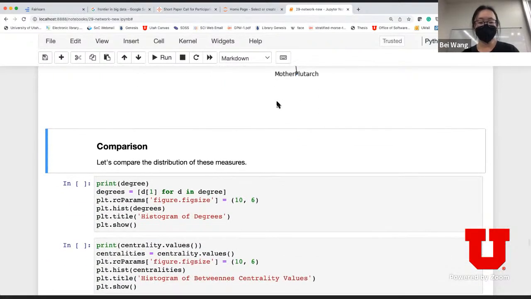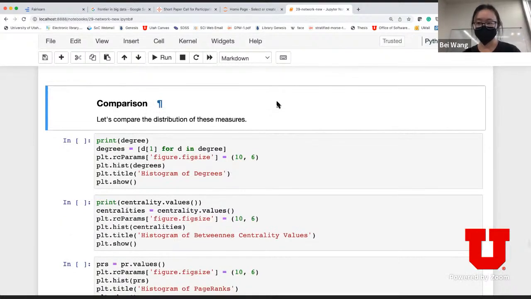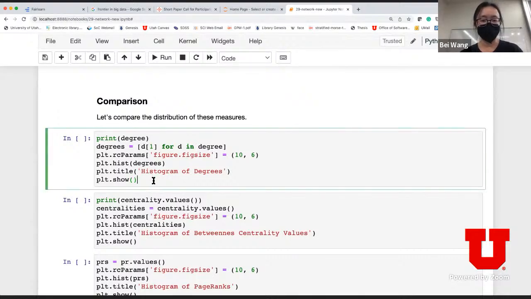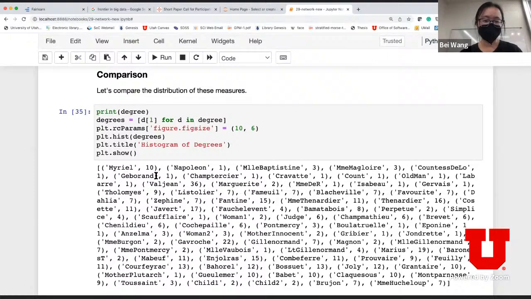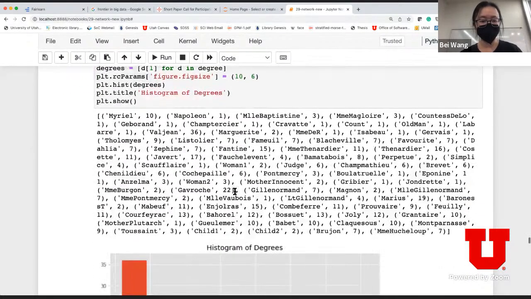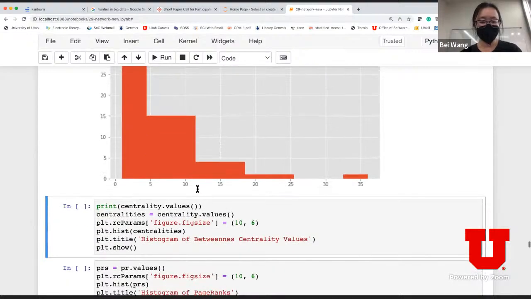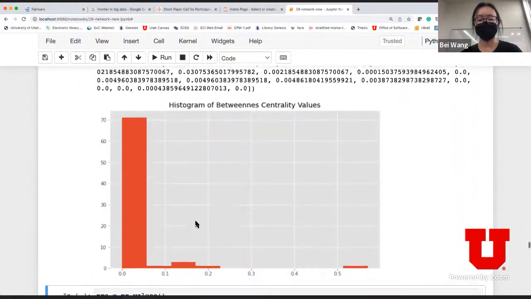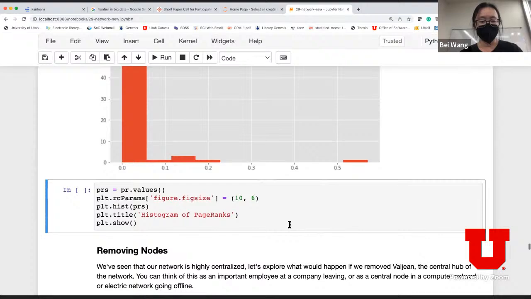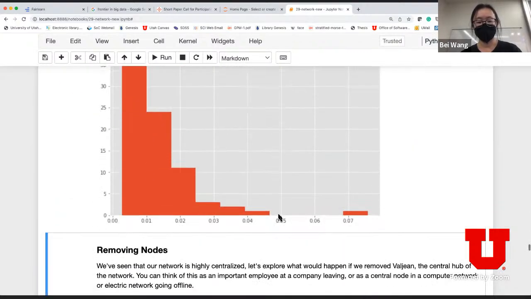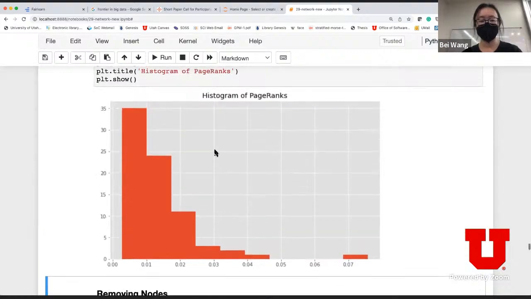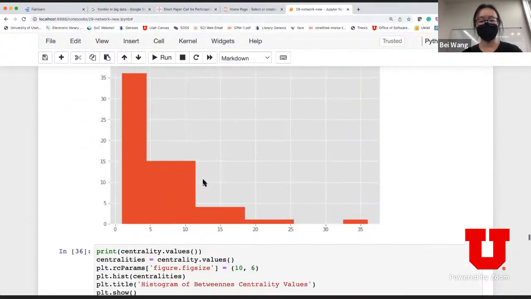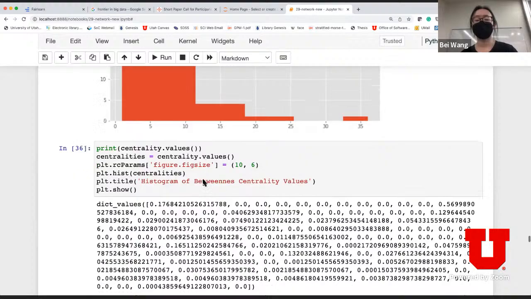Okay, now let's do a little comparison since we're already here. We want to talk about degree and the degree distribution. This is the degree, and here's the histogram. But if you do centrality, you get a slightly different distribution. In fact, there are a lot fewer nodes that have high centrality. And finally, if you do PageRank, it's slightly in between: not as sharp as the centrality distribution, but a slightly different distribution than the actual degree.